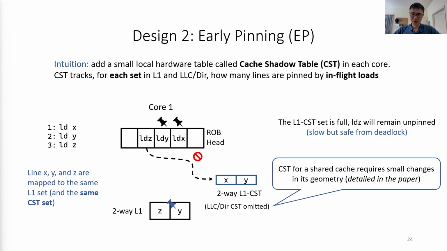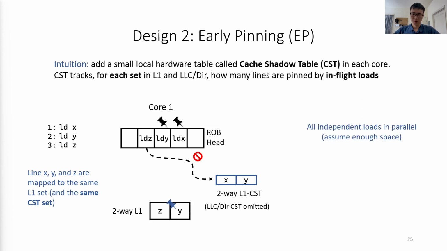Note that the CST for a shared cache requires some small changes in its geometry, which is detailed in our paper. Compared to the late pinning, early pinning allows all independent loads to be issued in parallel as long as they can find space in caches and directory, which means better performance, but it requires extra hardware structures like CSTs.